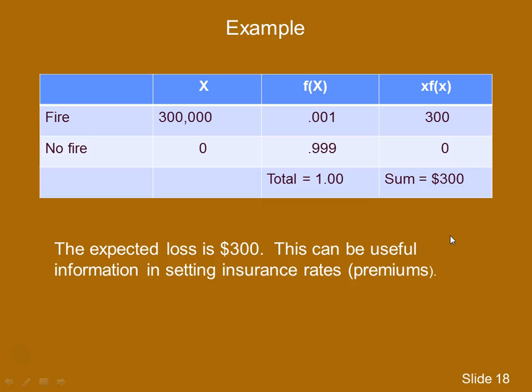Now that could be useful information to the insurance company in helping them set their premium rates. Just the cost of this insurance on average is going to cost them $300 a year. And of course the insurance company likely has other costs like employees' costs, wages and salaries, and so forth. But this could be a first step in just estimating the insurance cost of offering such a policy.